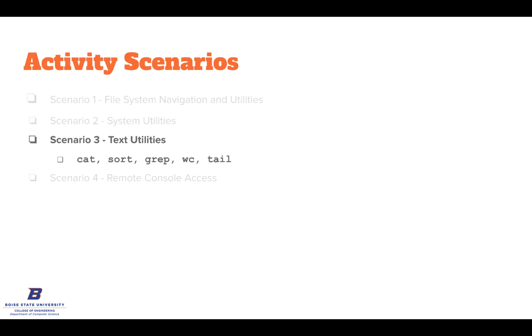In scenario 3, you'll explore some useful text utilities for finding information about text files. We'll explore cat, which will print the outputs of a file. Sort will sort the contents of a file. grep will search through the file for a given term. Word count will tell you the number of words, lines, characters in a file. And tail will print the last n number of lines in a file. It can also be used to follow a file as output is printed. So let's just look at a few of these.